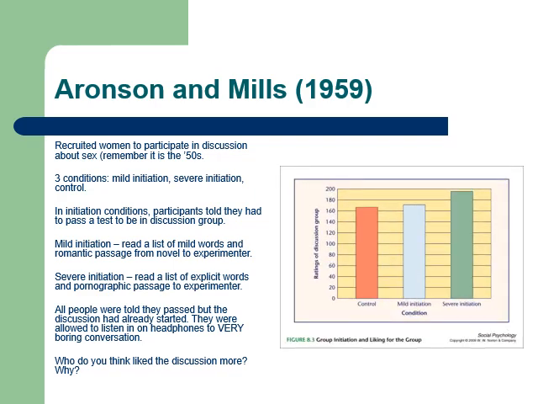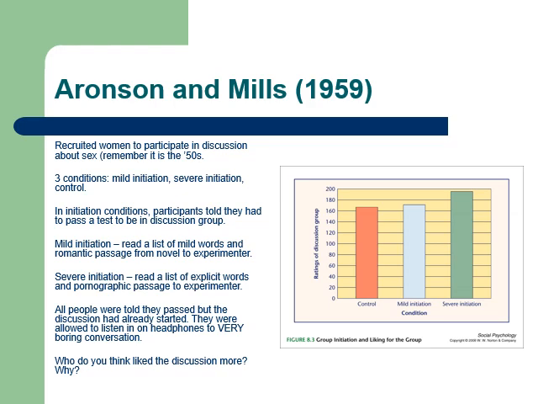So what you can see there is, on the left hand axis, the y-axis, higher numbers mean more liking of the discussion. You can see for the control group and the mild initiation group, the control group did no reading to an experimenter and mild initiation did the romantic reading, they didn't have much difference in opinion about how much they liked the discussion.